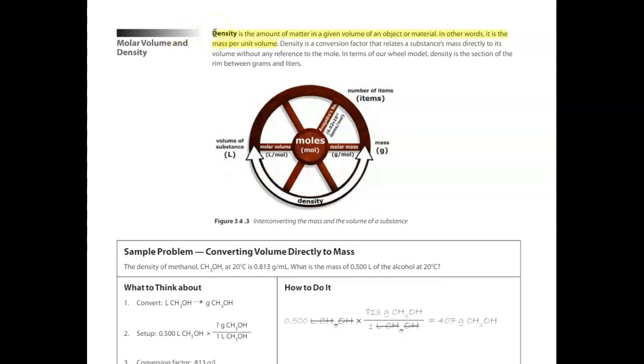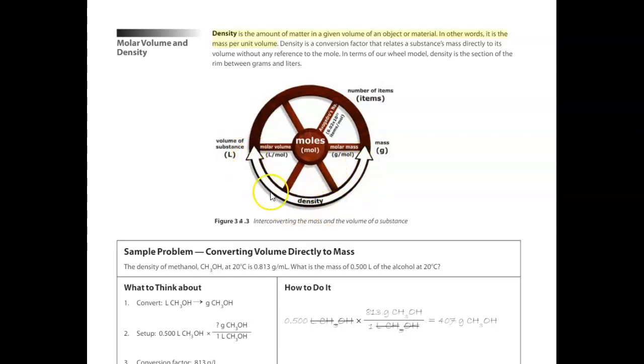Density, it says, is the amount of matter in a given volume of an object or material. In other words, it's the mass per unit volume. Mass per unit volume. And a common unit for density is grams per milliliter. If it's not a gas at STP, if it's a liquid, for example, and we know its density, we can go straight from mass to volume without going through moles, because density is the ratio between mass and volume.